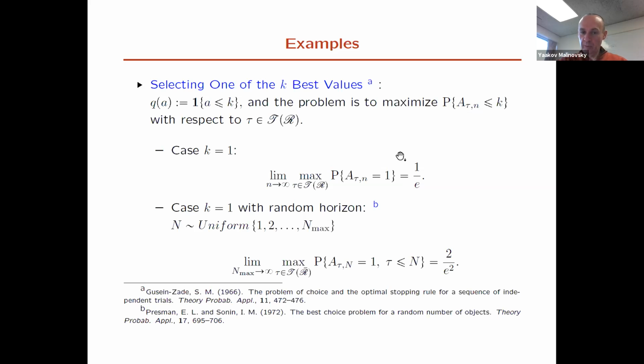And this case of the secretary problem was investigated in the literature by Presman and Sonin in 1972. They assumed different distributions for the number of candidates, and they have three examples. One of the examples was a uniform distribution from 1 to n, and in this case they found the strategy is exactly the same. You pass a certain number and then stop with relative rank equal to 1. And the probability to stop before the horizon finishes, and also to obtain absolute rank 1, equals 2 over e squared.